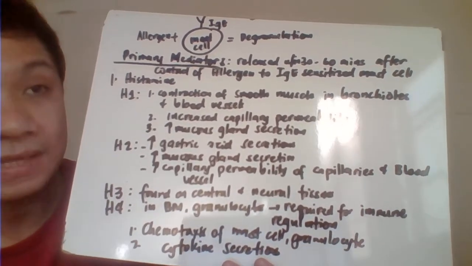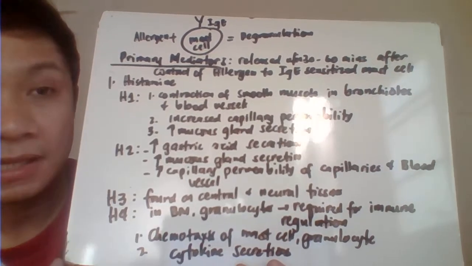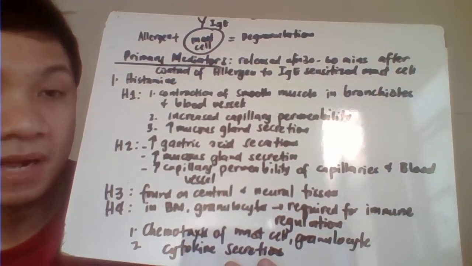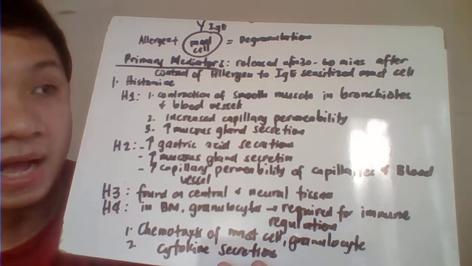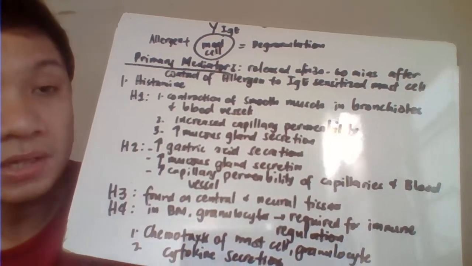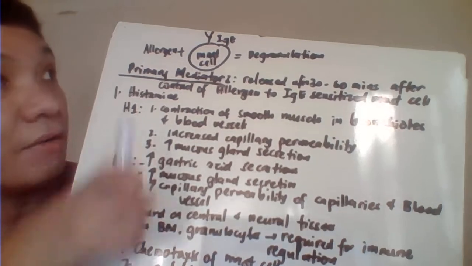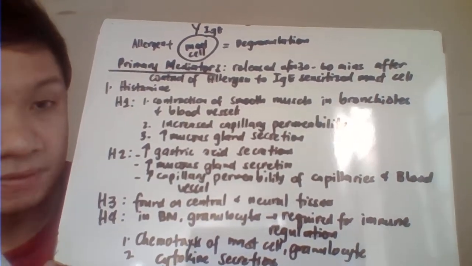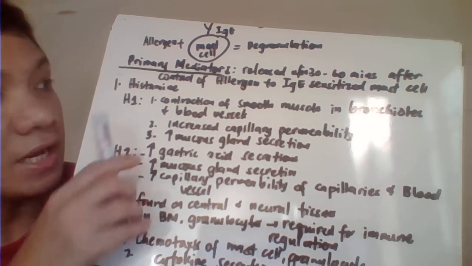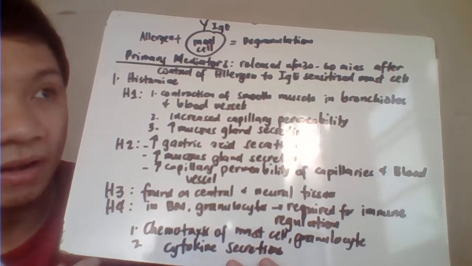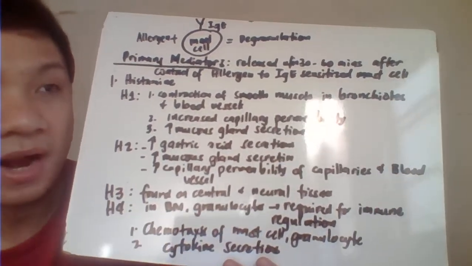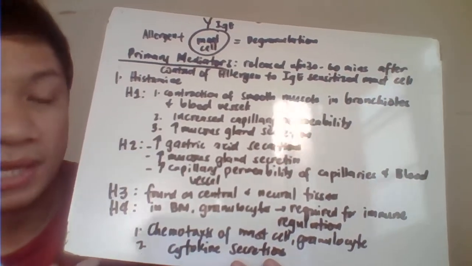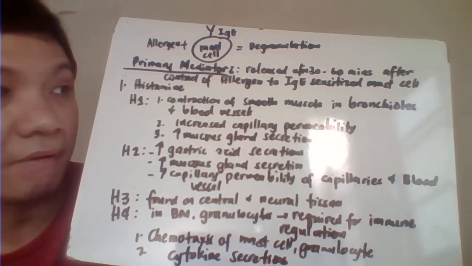So first we discuss the primary mediators. The primary mediators here are actually the content of the granules of your basophil and mast cells, which are released as early as 30 to 60 minutes after the contact of your allergen with your IgE sensitized to your mast cells and basophil. This includes the following. Number one, histamine. Depending on which receptor the histamine binds to, it has the following manifestations.